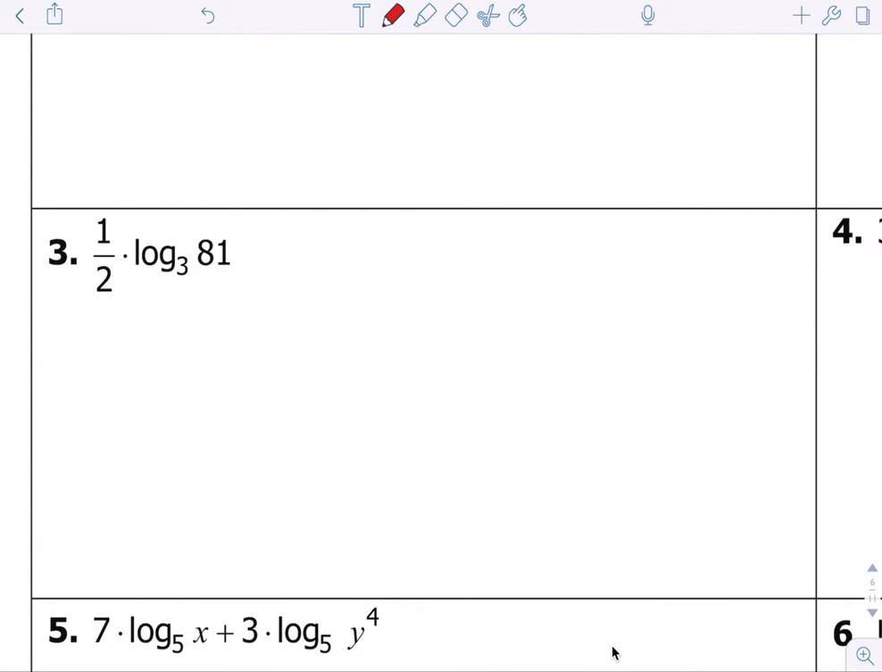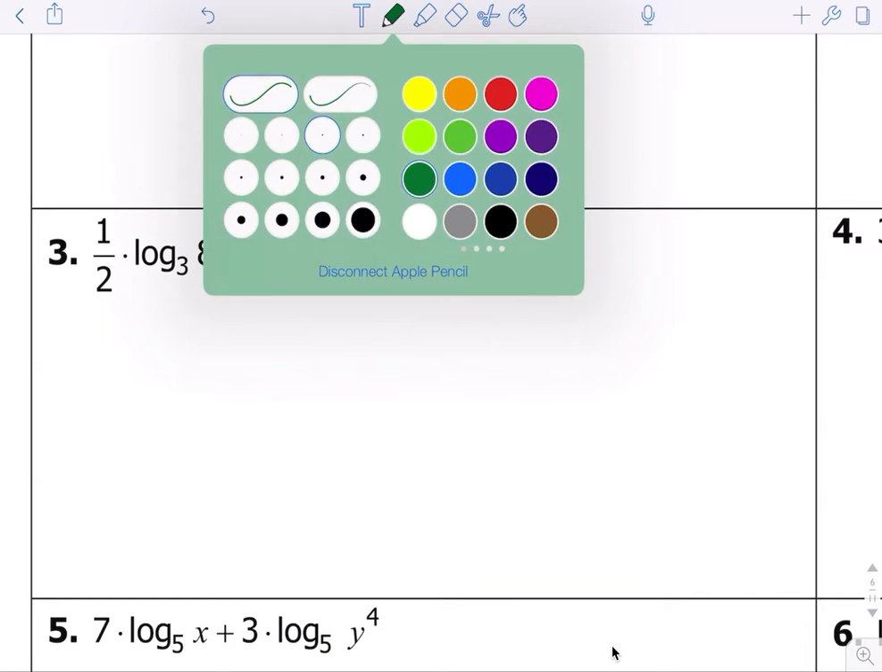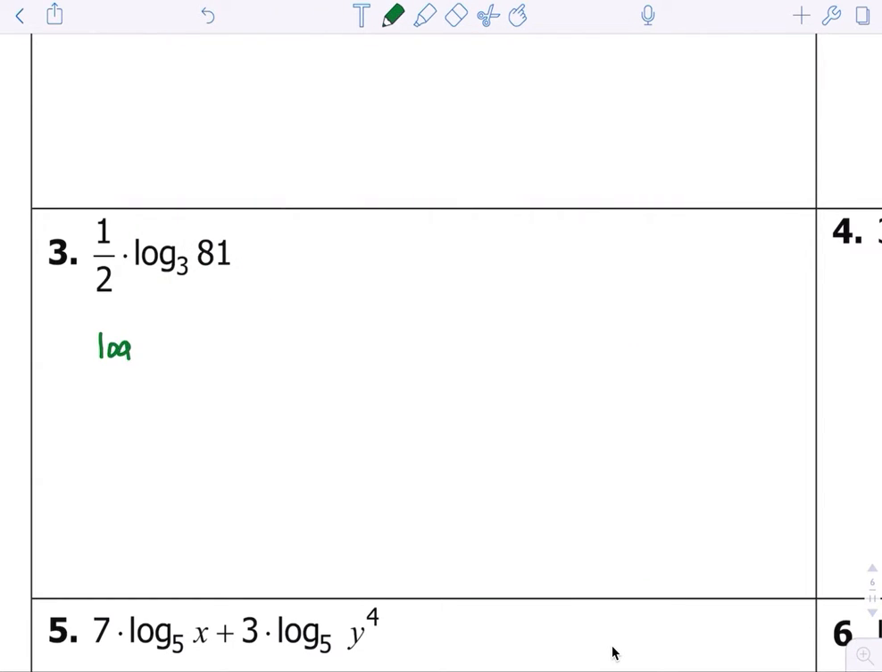Okay. All right, number 3. This is a power rule because I'm noticing that we have something in front of the logarithm, and if you have something in front of the log, you can make that into a power. So log base 3 of 81 to the 1/2 power. Now, 1/2 power is a square root, so really you're taking the square root of 81. And the square root of 81 is 9.